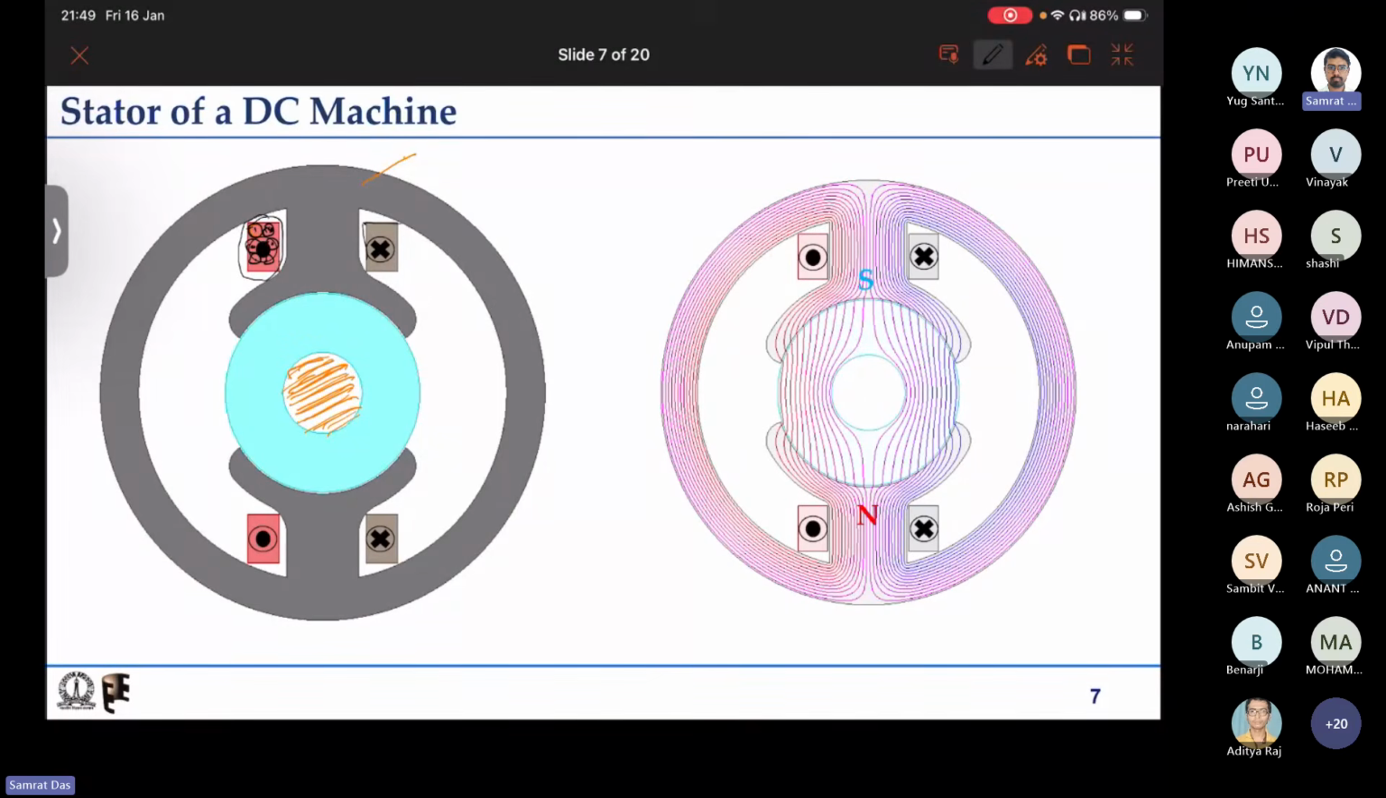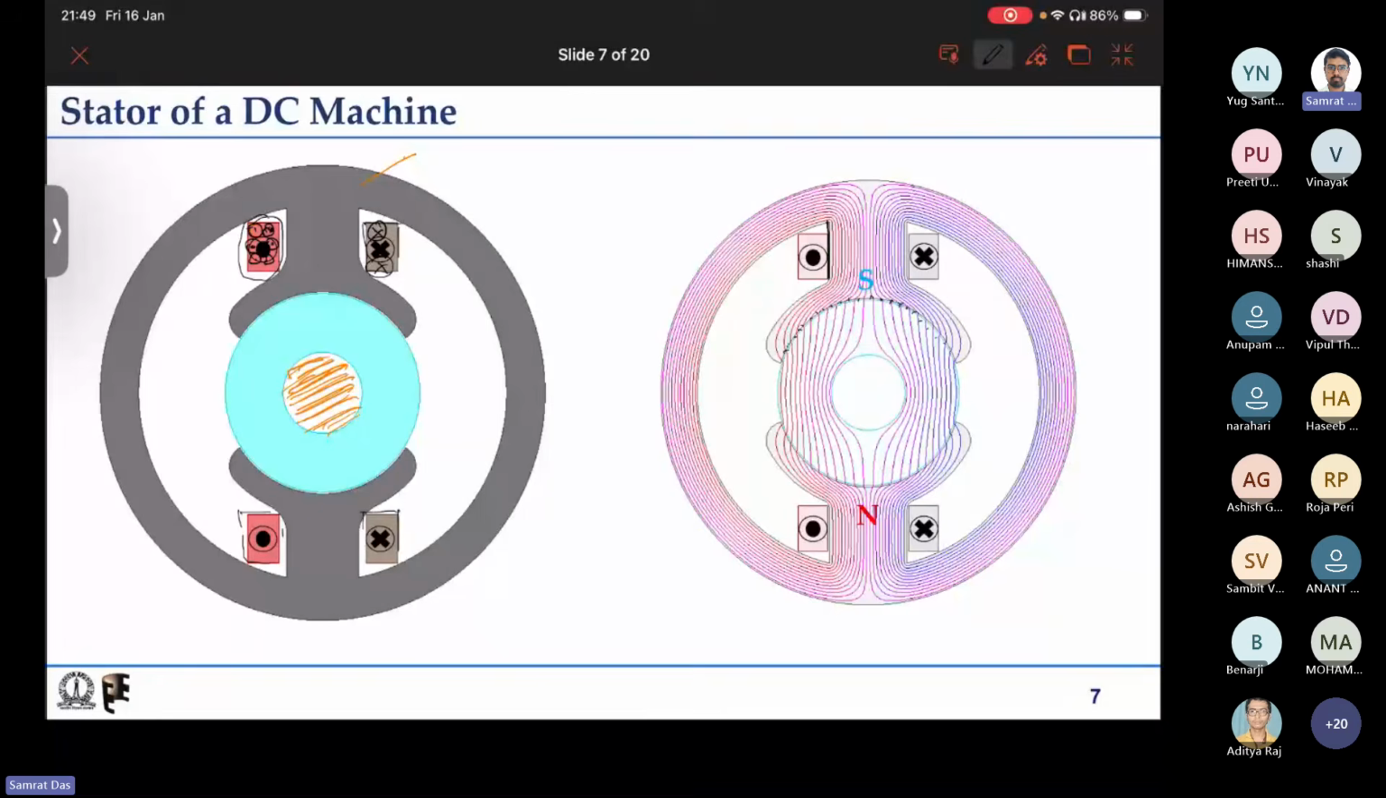And similarly this side we are representing with some box of cross. Similarly at the bottom we have box of dot and box of cross. So this is a stator, or a representative structure of a stator of a DC machine. And you can see that if that is excited, then there are flux lines. You can see that flux lines are distributed in the air gap.